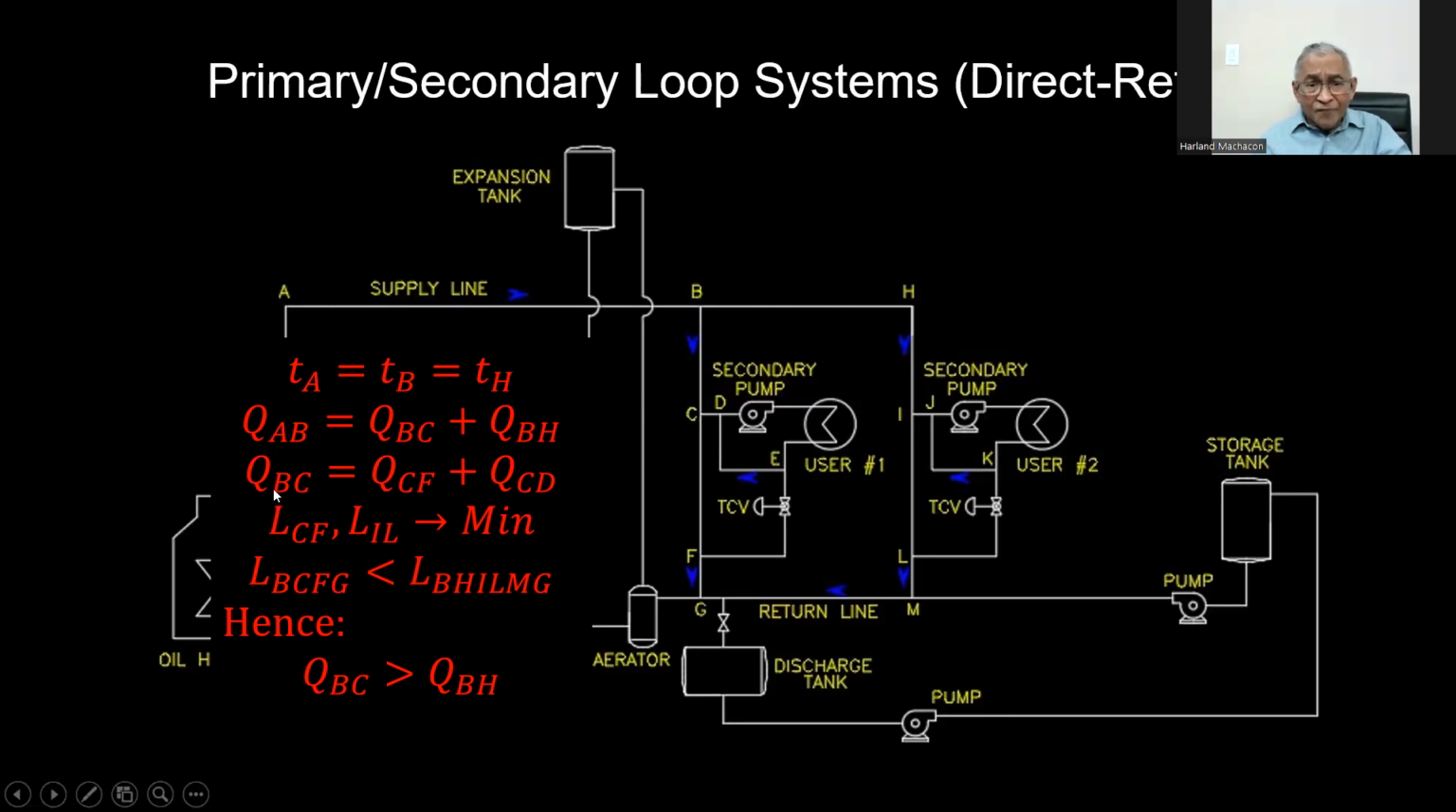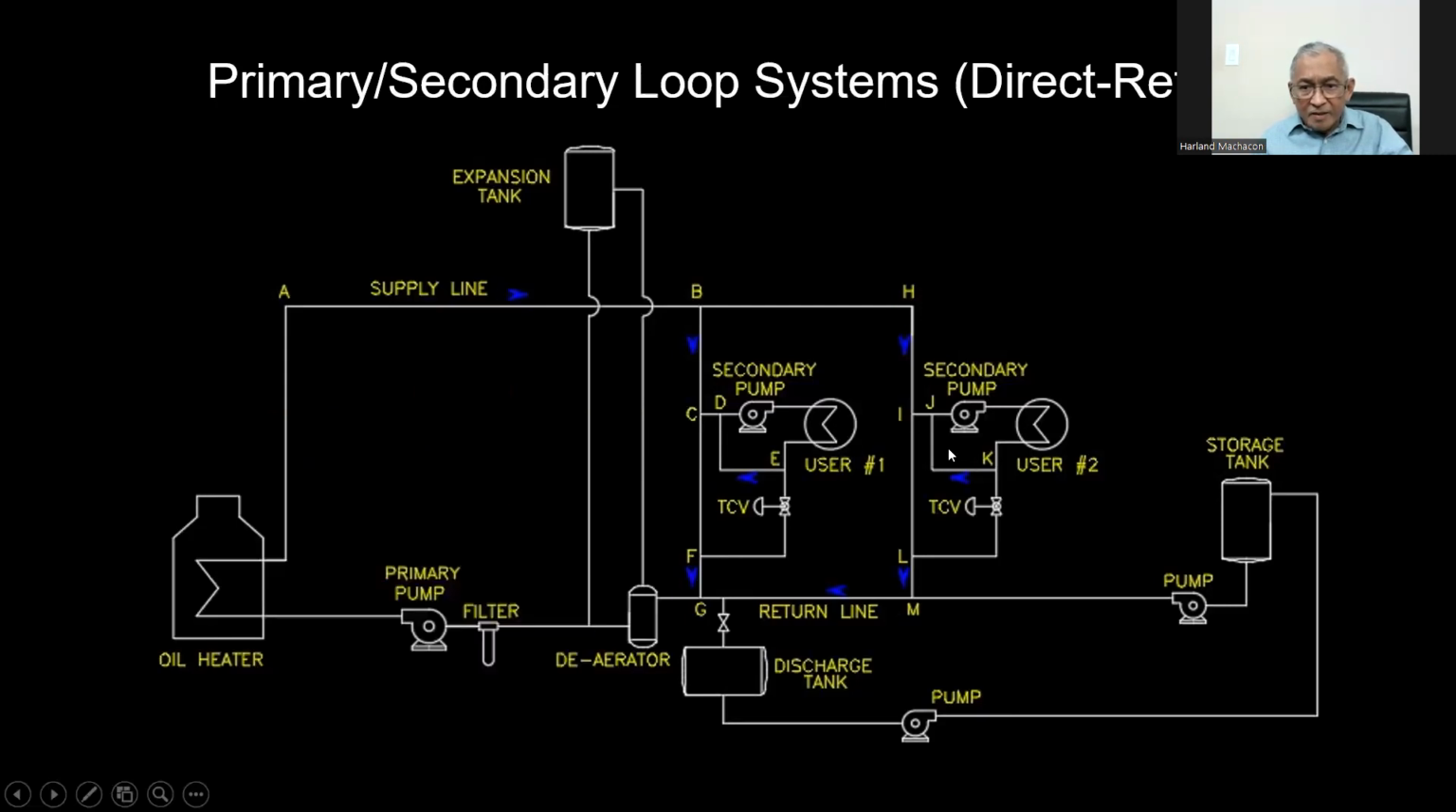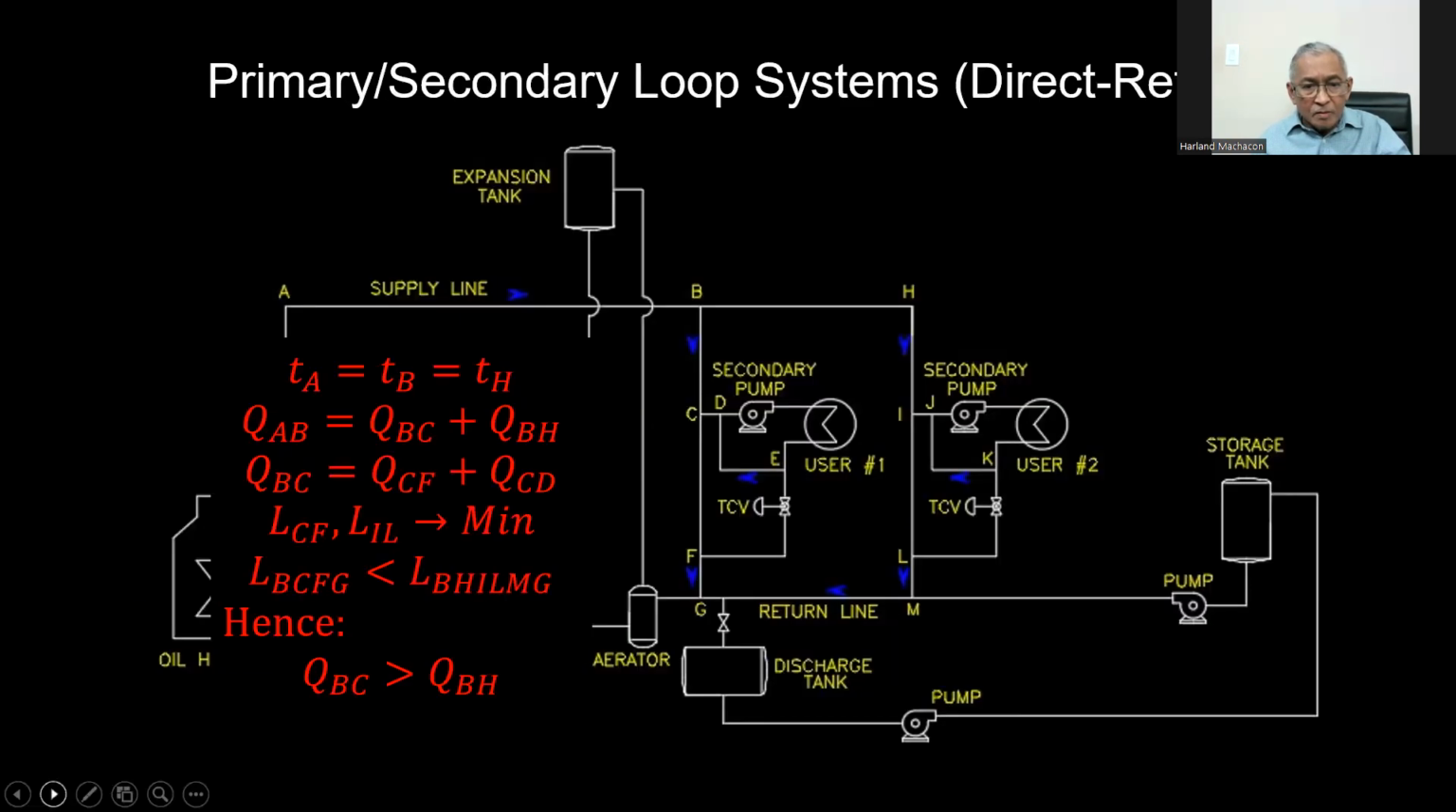Likewise, the flow from B to C is equal to the flow from C to F and the flow from C to D. And it is also important to note that the length of this line here from C to F and the length of this line here from I to L should be kept to a minimum.